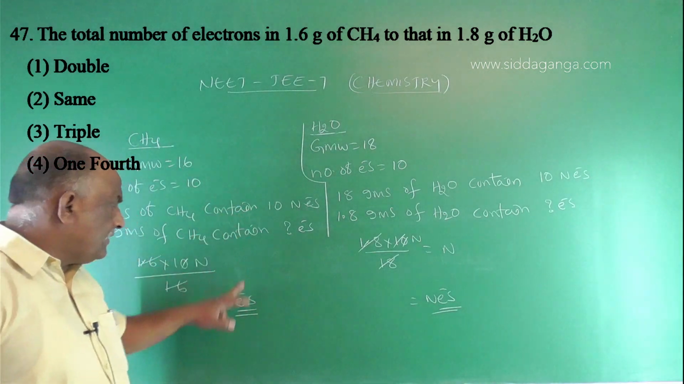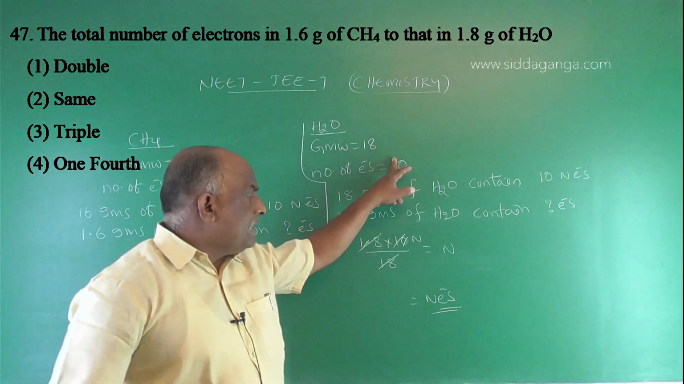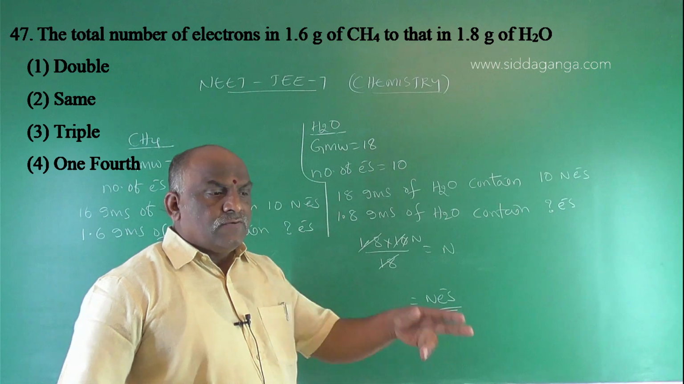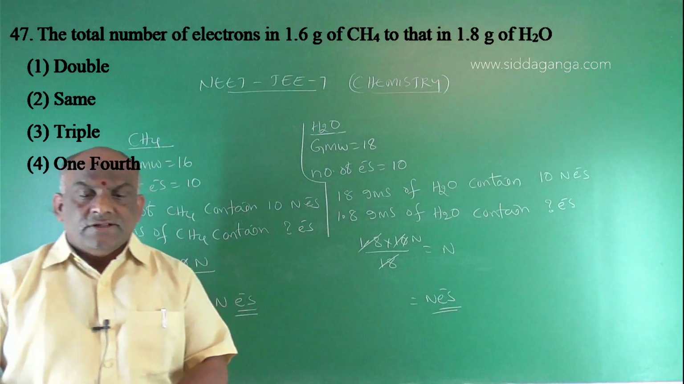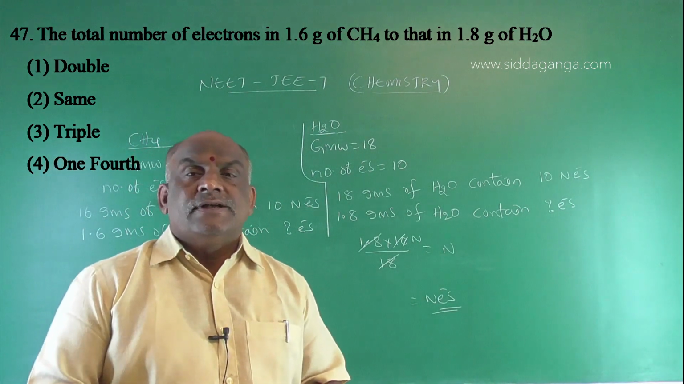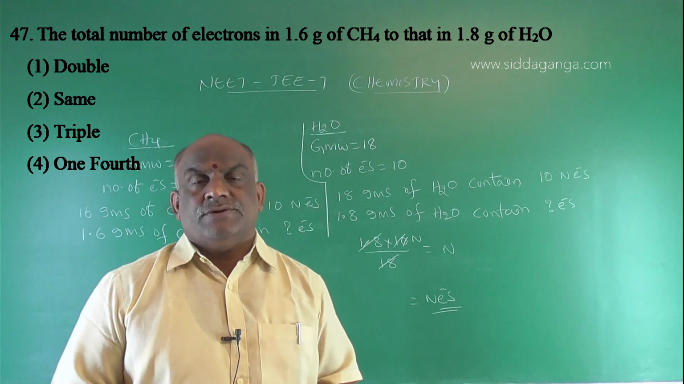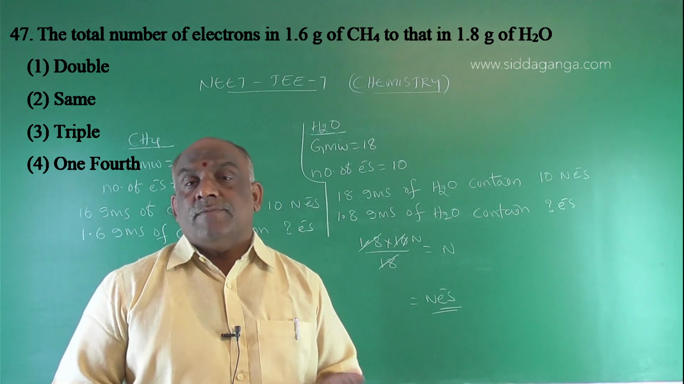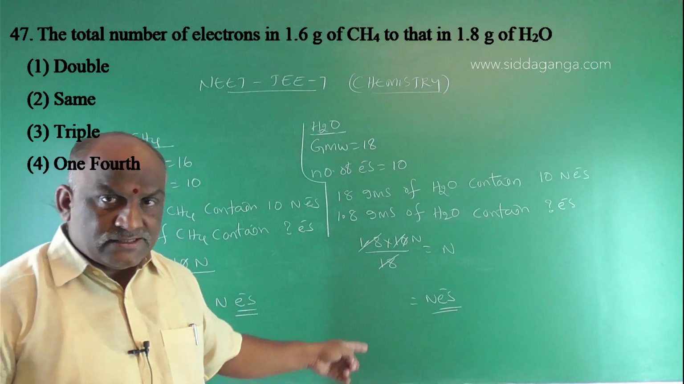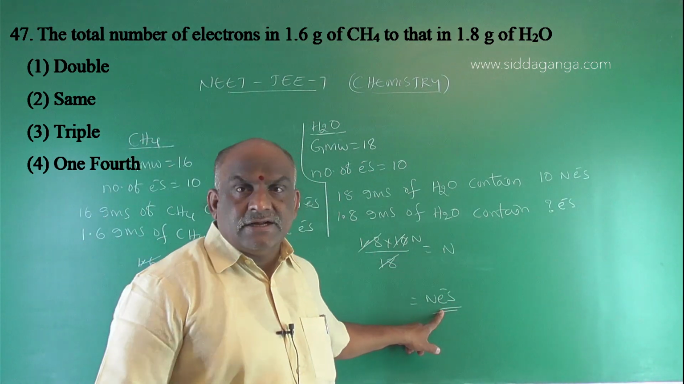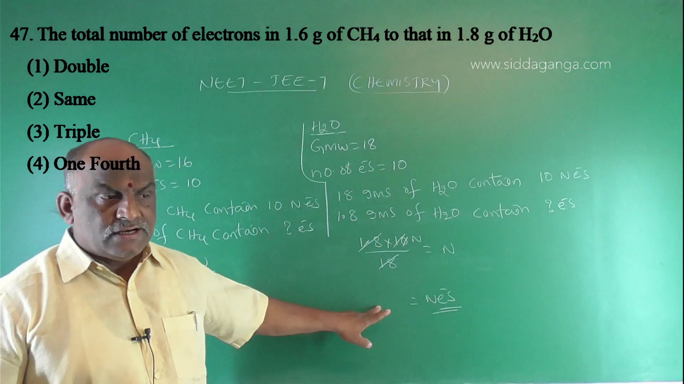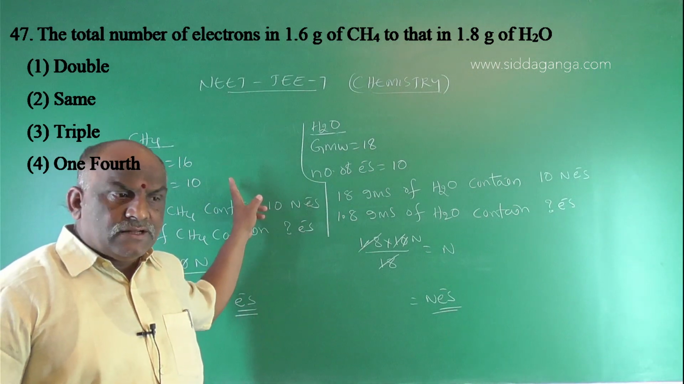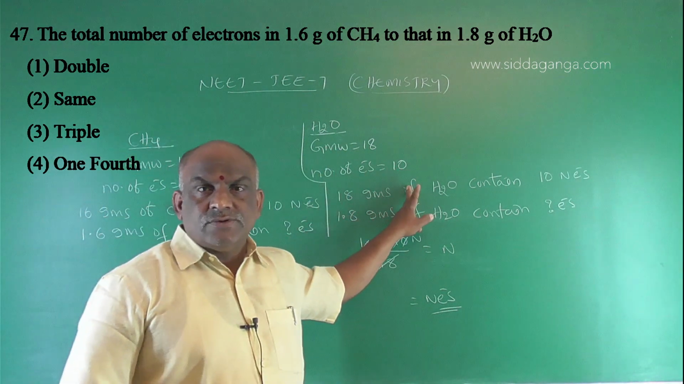1.6 grams of methane, N electrons. 1.8 grams of H2O, N electrons. So what will be the answer for the question? The answer will be the same. Same will be the right option for this question. Both have the same number of electrons. That number is the Avogadro number of electrons. Avogadro number of electrons are present in 1.6 grams of methane and 1.8 grams of water.